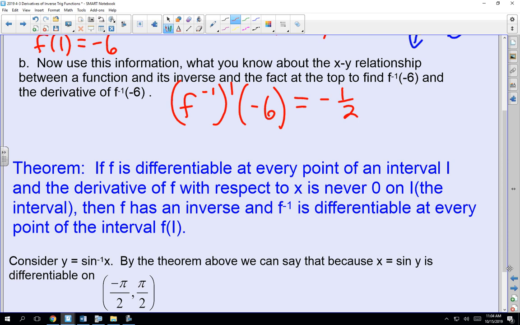But if f is differentiable at every point of an interval I, and the derivative of f with respect to x is never 0 on I, so that means on that interval that you've selected, as long as the derivative is never 0, then f has an inverse, and f inverse is differentiable at every point of the interval f of I.